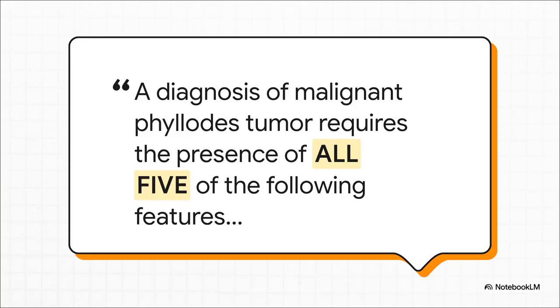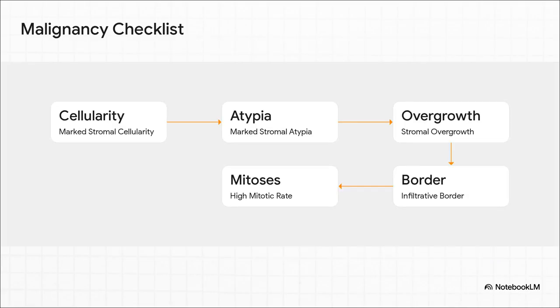And the protocol's notes put it pretty bluntly. To make a diagnosis of malignant Phyllodes tumor, you have to find all 5 of the key features. Not 4 out of 5, not most of them, all 5. This is a hard and fast rule you've absolutely got to commit to memory. So here they are, that 5-point checklist for malignancy. You need marked stromal cellularity, marked stromal atypia, stromal overgrowth, an infiltrative border, and a high mitotic rate.